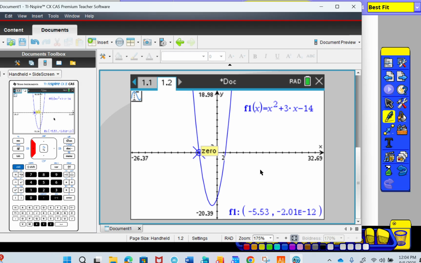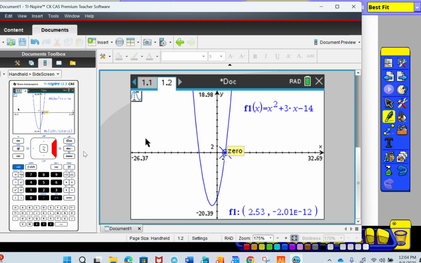So remember, once we have our graph, you're going to go to Menu, Trace, Graph Trace. You're going to use your arrows. You can scroll left and right. We have one zero at negative 5.53, and then the other one over here on the right, we've got 2.53. So those are your 2 zeros.